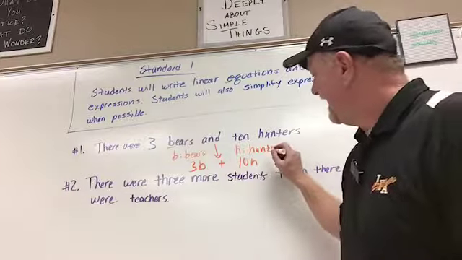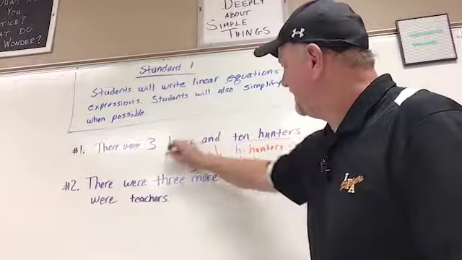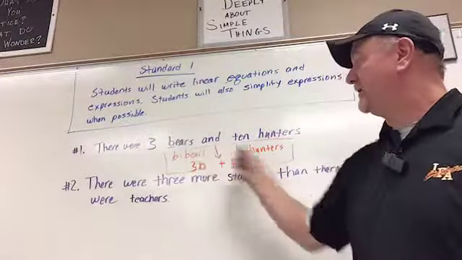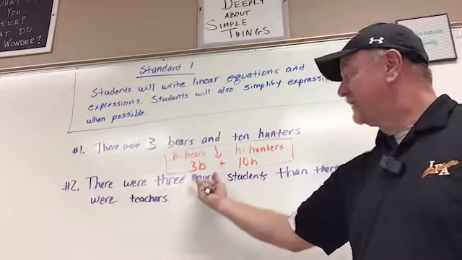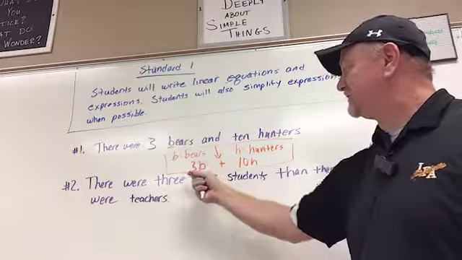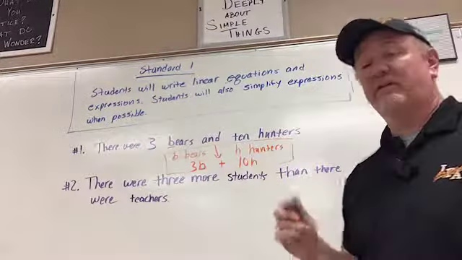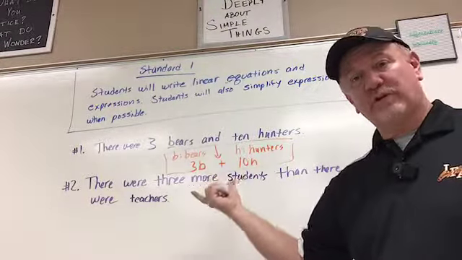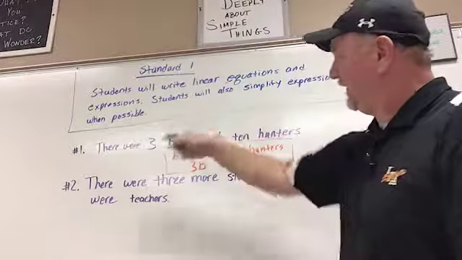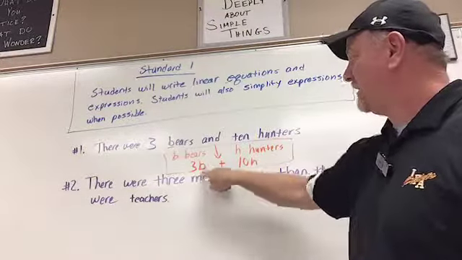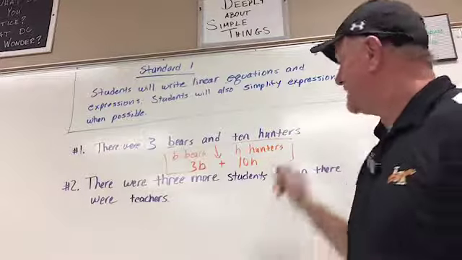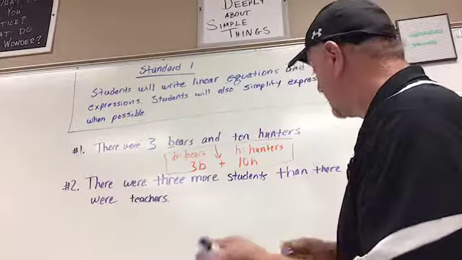So I've defined what we're talking about, bears and hunters. And I said there's 3 bears, 10 hunters. So this little 1, 2, 3, 4, 5 piece expression says this whole thing: there were 3 bears and 10 hunters. So that's an expression. I'll write the word expression.